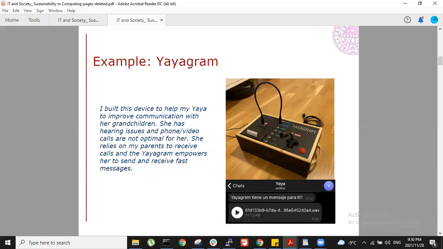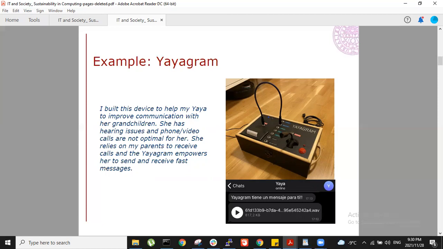What does Yayagram mean? It's a combination of two words, Yaya and telegram. Yaya means granny in Spanish. It's a warm and affectionate way to refer to your grandmother.